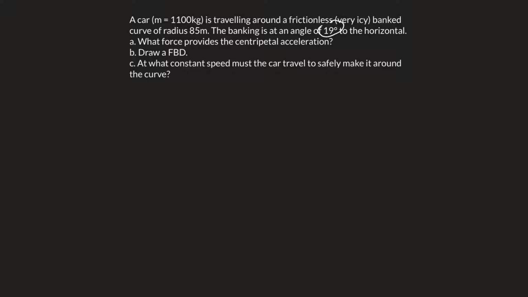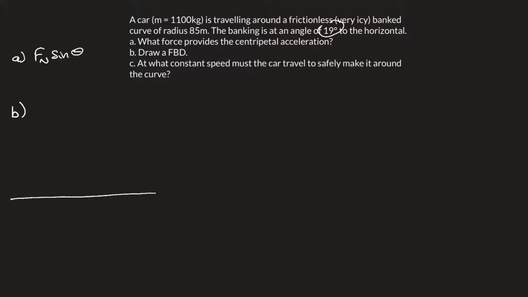So we should determine what force provides the centripetal acceleration. Because of the angle, the cause of the centripetal acceleration is the horizontal component of the normal force. So to simply answer A, the horizontal component of the normal force is going to be Fn sine theta. And that will come into play a little bit more as we see what a free body diagram looks like. So if you're still not convinced, you can draw a free body diagram.